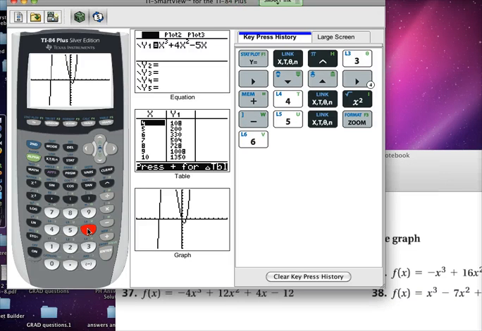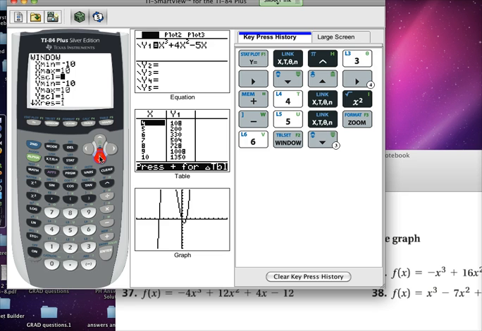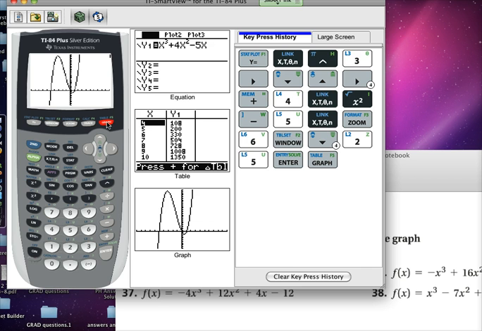And to go up higher, we need to see more of the y's. So window, and I come down to y max, and I could try doubling it. I'm going to try 25, about 150% of what was on there before. Now I hit graph, and now I can see both the relative maximum and the relative minimum.